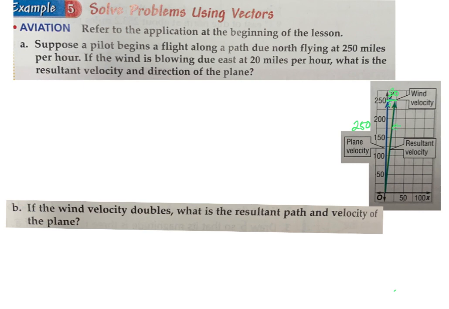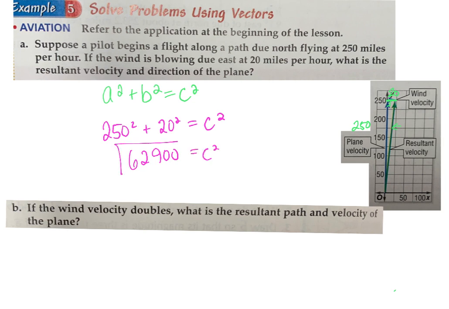This is a right angle. There is a theorem that we have learned that when we have two legs of a right angle, we can solve for the hypotenuse. So how do I solve for the hypotenuse of a right triangle if I have the two legs? There we go. A squared plus b squared equals c squared, right? So my a squared, 250 squared, plus my b squared, 20 squared, equals my c squared. All right? So 250 squared plus 20 squared, 62,900. Take the square root of that guy, and you will get your hypotenuse.